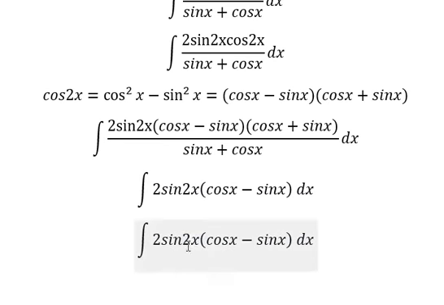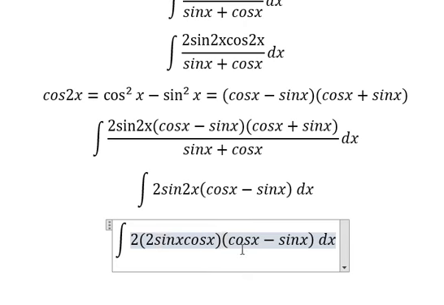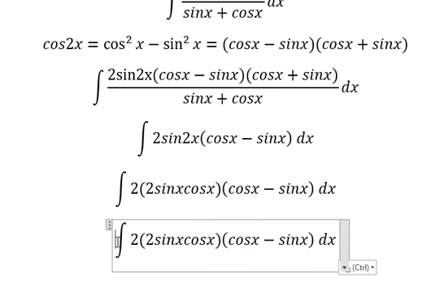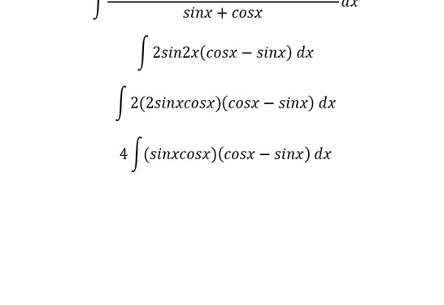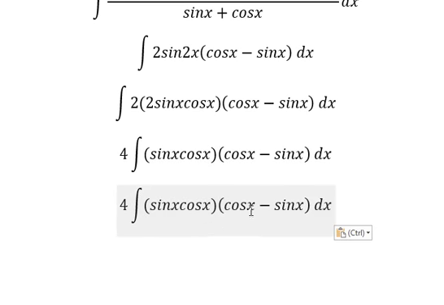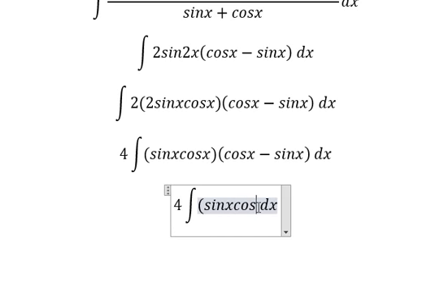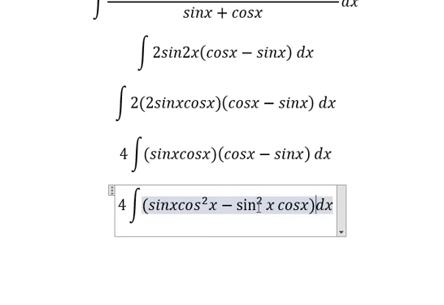Next, about sine 2x, we change to 2 sine x cosine x. So number 2 with number 2, you got number 4. Next, sine x cosine x multiplied by cosine x and sine x. We have sine x cosine squared x minus sine squared x cosine x.